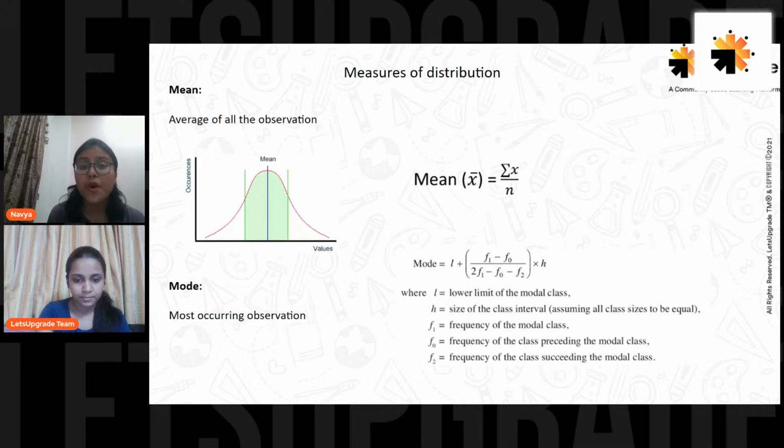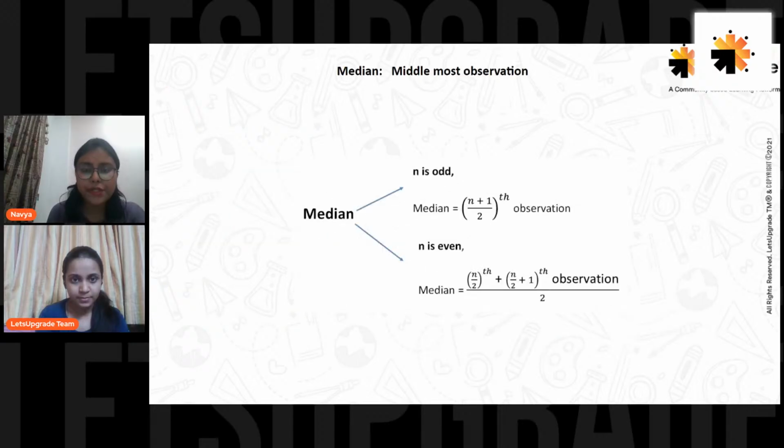So the application of mode is that with the most occurring observation, the size of the shoes and the size of the shirts are all measures of distribution based on the mode distribution only. So that is there. And now coming to the median.